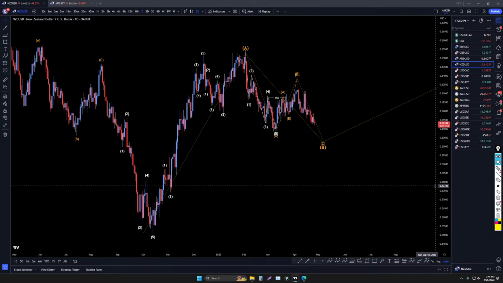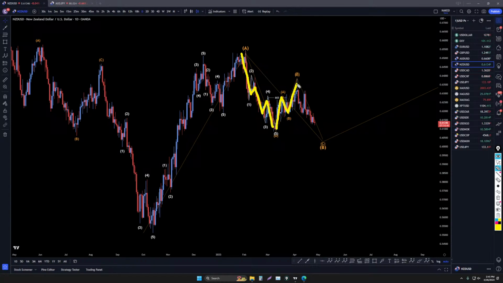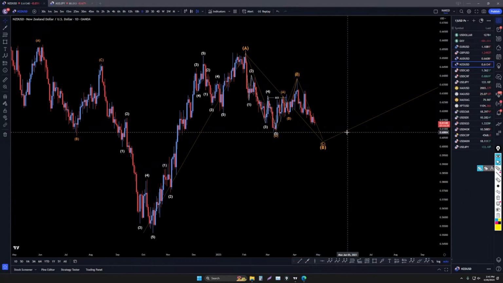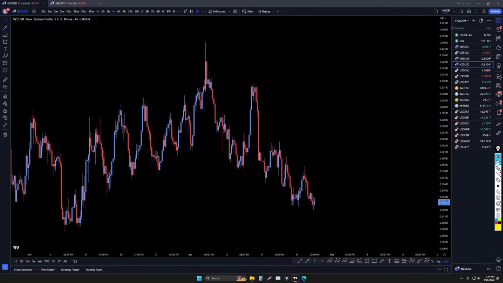Going down to the daily time frame on the Kiwi dollar. Now this right here must be a downtrend, 1, 2, 3, 4, 5 of A. This must be an A, B, C of B, and it looks just like the other one pretty much. It's probably in a 1, 2, 3 of C. Probably eventually going to end up looking like that to finish the wave C, and then most likely continuing the uptrend, just like the other Aussie dollar. The Aussie dollar and the Kiwi dollar are very, very similar patterns.